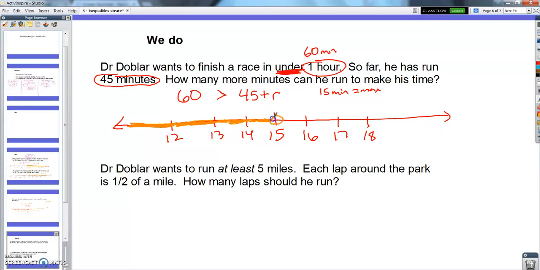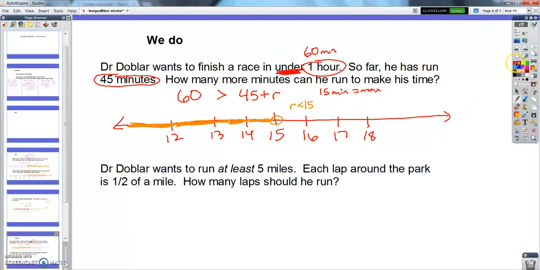When I get to 15 minutes, I do not want to run that, so I will not shade it in. Because if I do that, I'd have 60 minutes, and that's not less than 60 minutes. So that's how I'm going to write it. Any number of minutes that is less than 15 is okay. So that's my solution to my inequality. I can run anything less than 15.